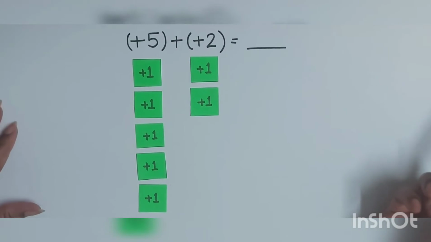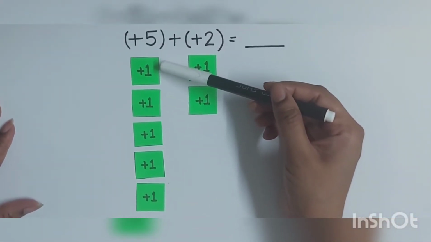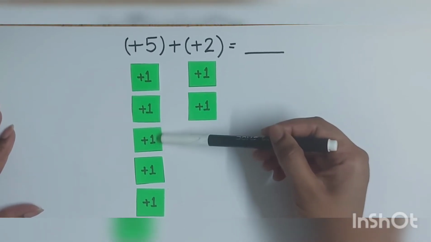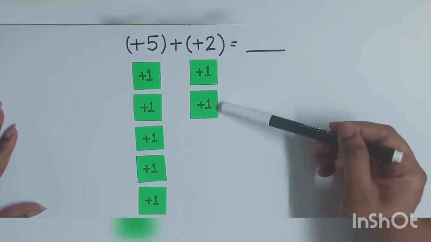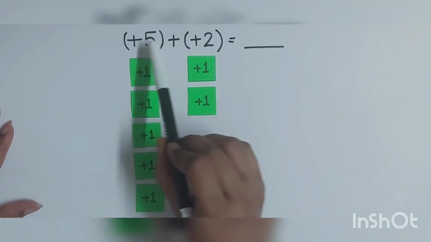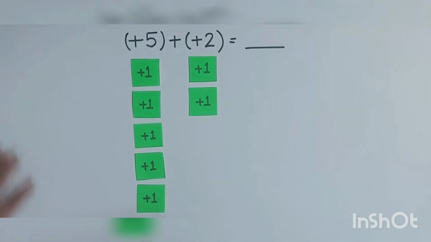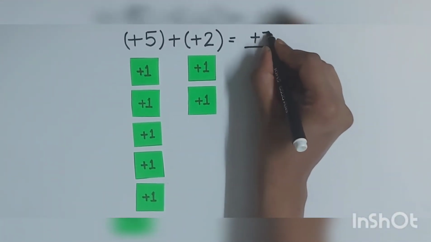Now you can see that in total we have 7 green squares. 1, 2, 3, 4, 5, 6, 7. It means after addition of these two integers, we will get plus 7.